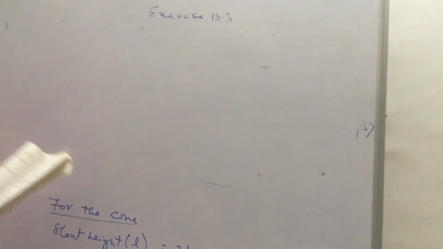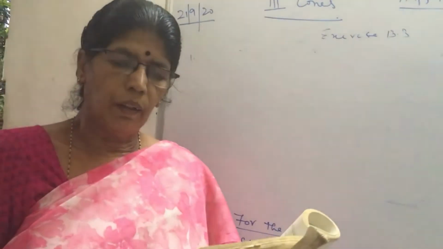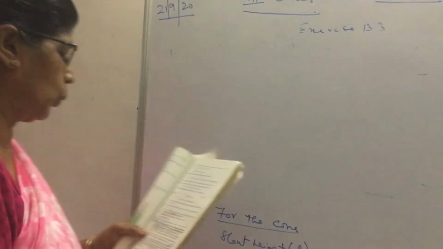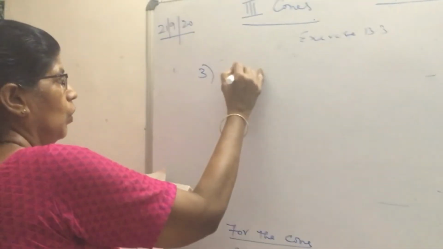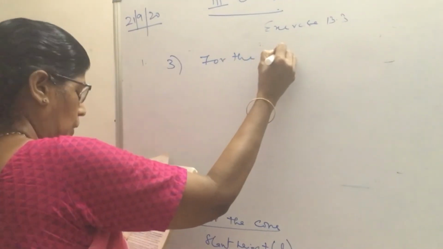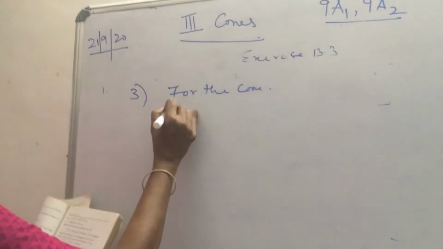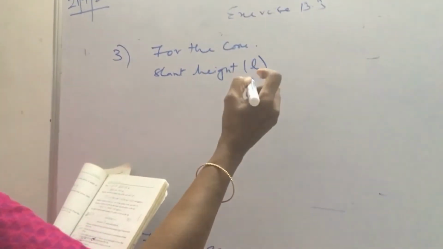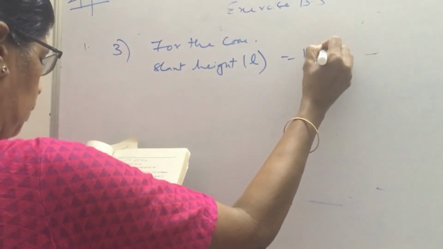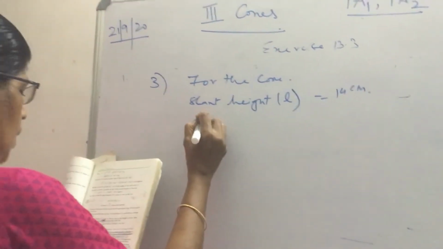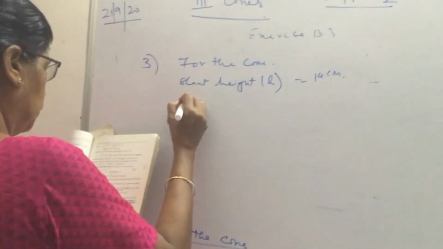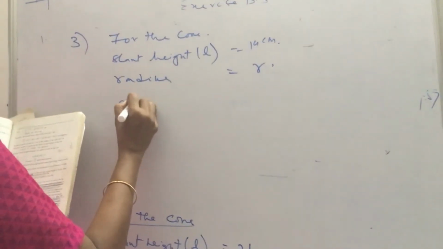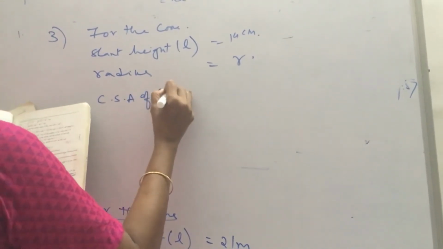Third sum. CSA of the cone is given, the slant height is given, find the radius and the TSA of the cone. Third sum, children, for the cone, what are you given? Slant height l. Slant height l is how much? 14 centimeters. Yes. Radius of the cone, we do not know. Radius is equal to r. CSA of the cone is how much?